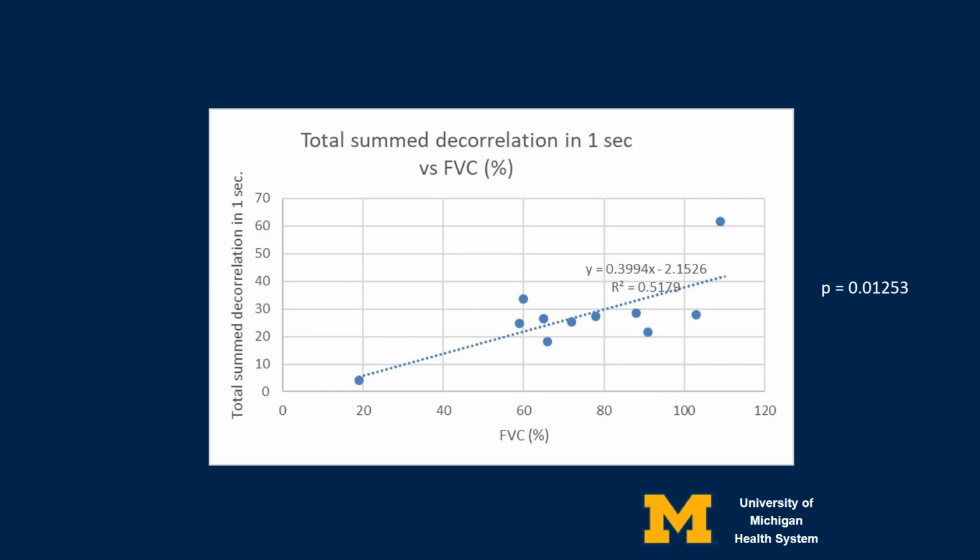So this is a plot showing the linear regression comparing total sum decorrelation in 1 second and the forced vital capacity. The slope is significant, meaning that there is a relationship between these two parameters.